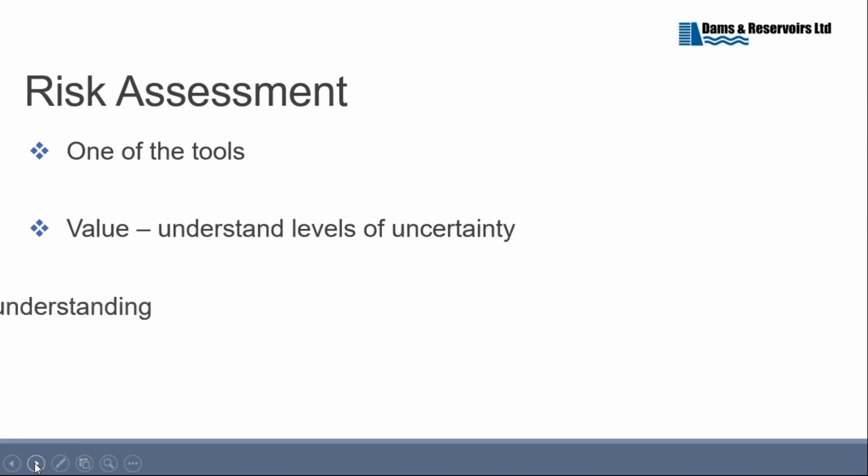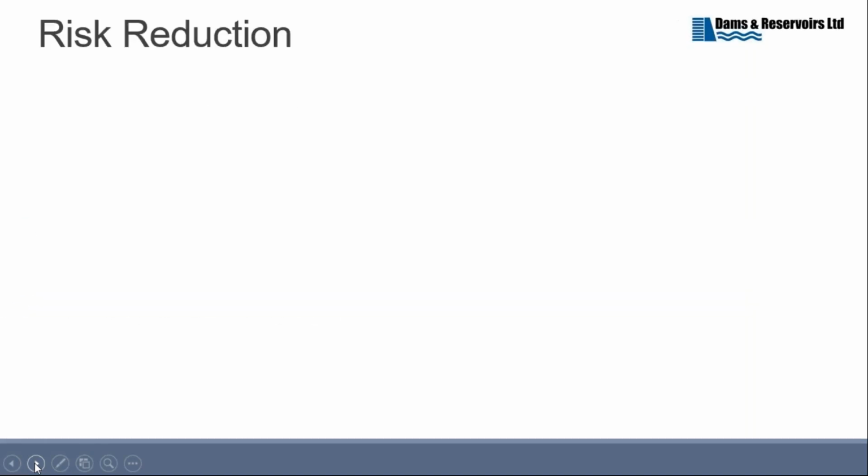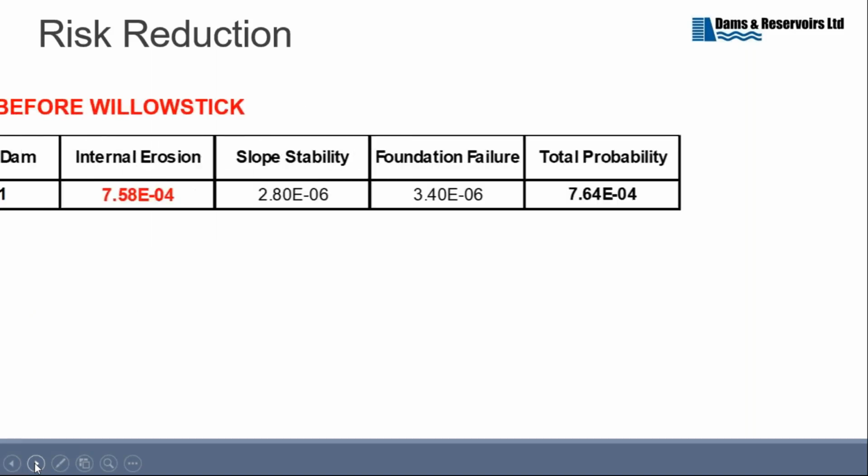Well, how do you do that? Well, you either have to move the probability or you have to move the people. So risk assessment, as I've said, is one of those tools, but understand that level of uncertainty.